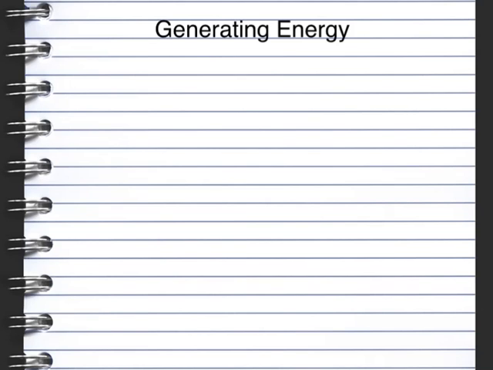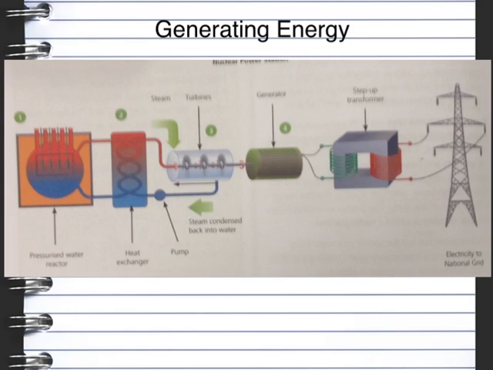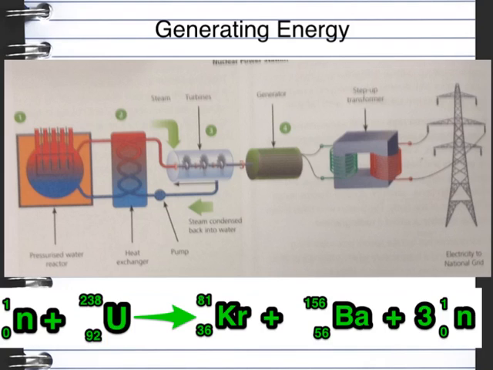So how can we use this to generate electricity? Here we've got a diagram of a nuclear power station. You may recognise the end parts as being very similar to a coal-powered power station. Here we have the nuclear reactor. This is where the reaction that we've seen already is occurring. So we've got the neutrons colliding with uranium, splitting, and we're getting all this energy.